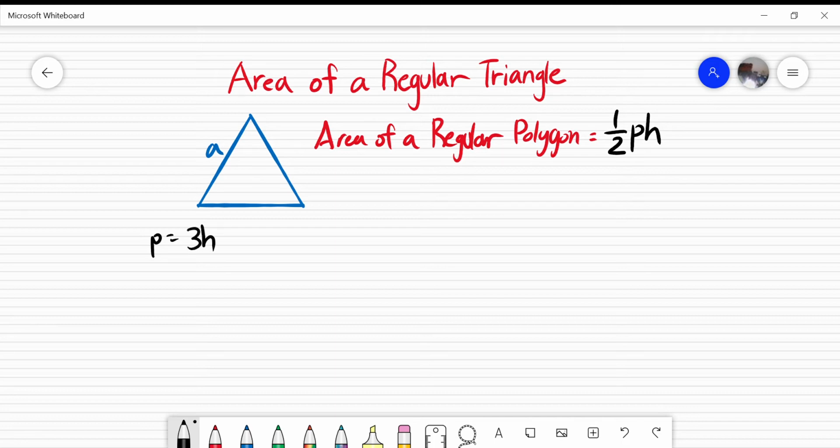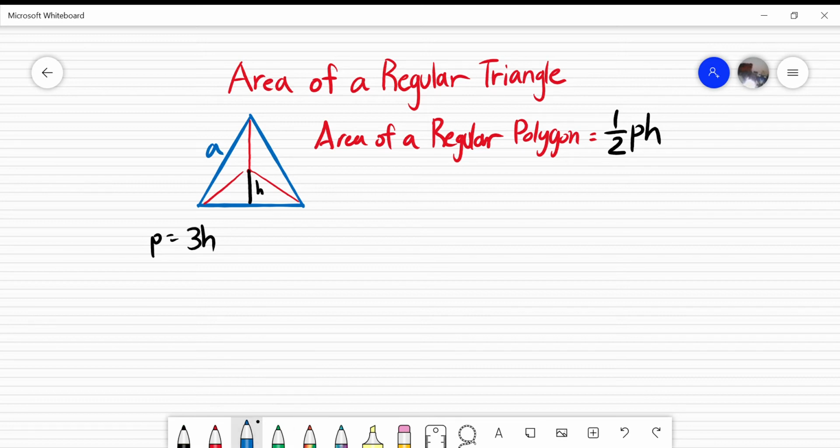3A, right? And then the apothem. To find the apothem, we first need to divide the triangle into 3 separate triangles. So we just do that. And therefore, the apothem is going to be this length, this H right over here.